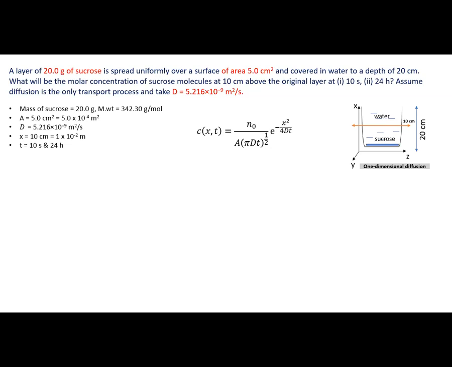First things first, we need to calculate the number of moles of sucrose. N naught is given by 20 grams divided by the molecular weight, 342.30 gram per mole, which is nothing but 5.84 times 10 power negative 2 moles. So from here we know the rest of the equation. Let's try to plug in.